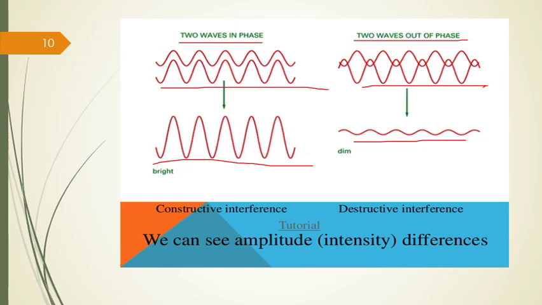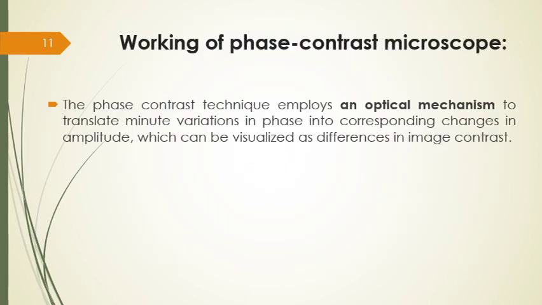Do you get it? Okay. So the two waves in phase produce shades of gray, while the two waves out of phase produce a black background or black region. So two waves in phase show constructive interference, while two waves out of phase show destructive interference.